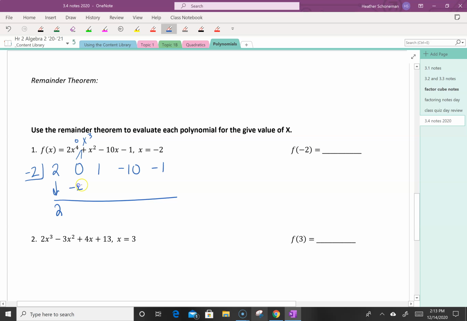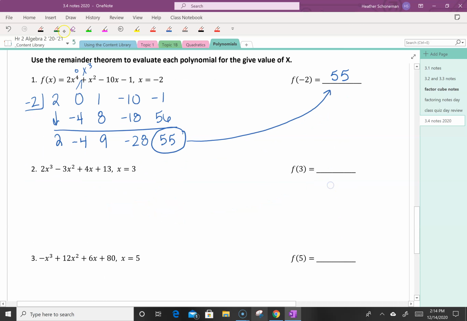So the 2 comes straight down. 2 times -2 is -4. Add and I get -4. Positive 8, add and get 9. -18, add and get -28. Multiply and get 56. Add and get 55. This right here is what you would get if you plugged in -2 and evaluated. So f of -2 is just 55.